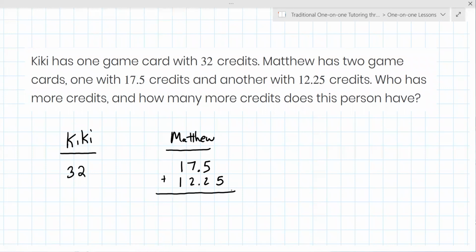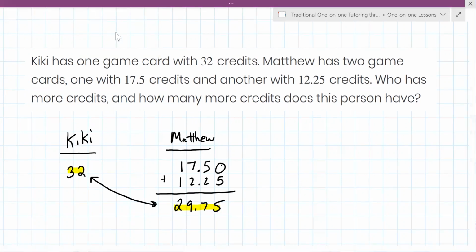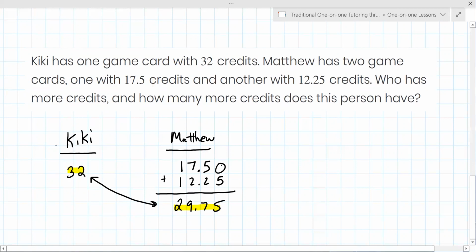Okay, what did it add up to? 29.75. Now just looking at the two numbers, 32 and 29.75, which is bigger? 32. Okay, because you'd rather have this than the other one. So to find how many more is always a subtraction problem. You take the larger number and you subtract the smaller number.